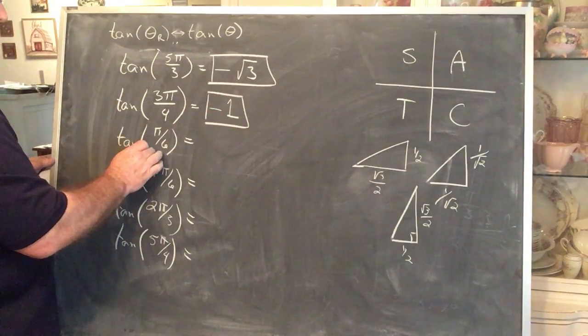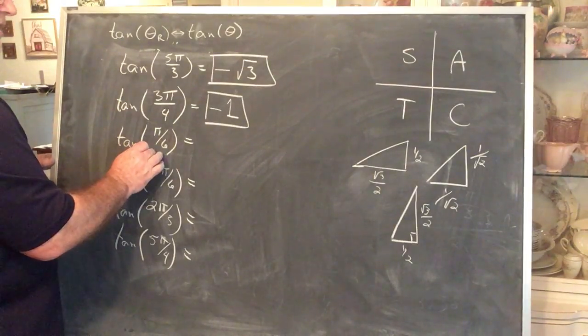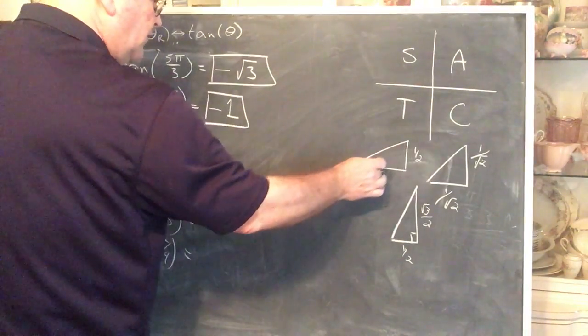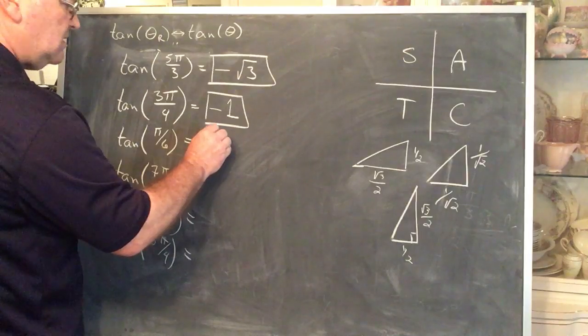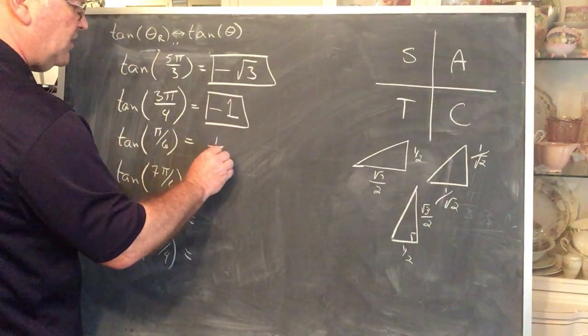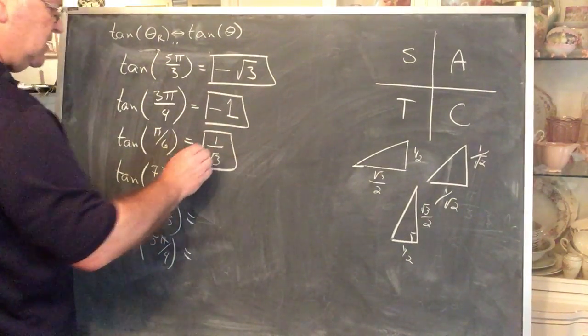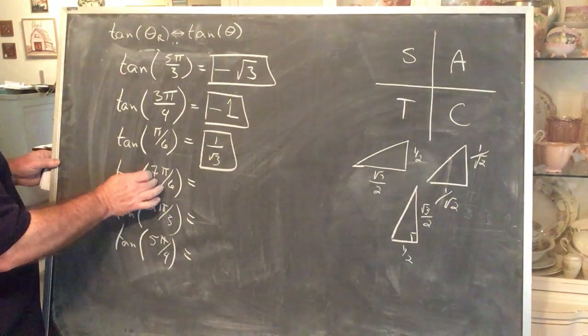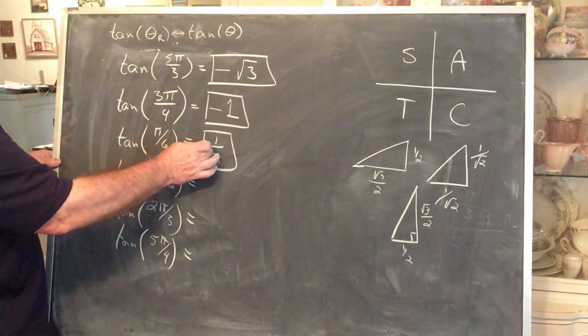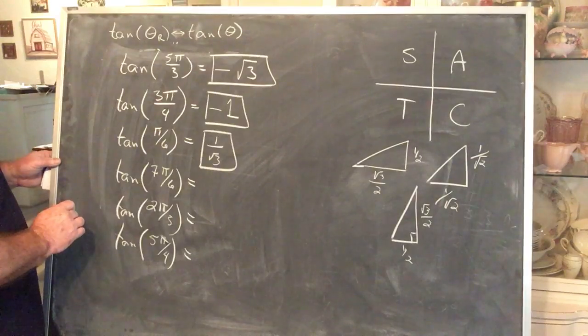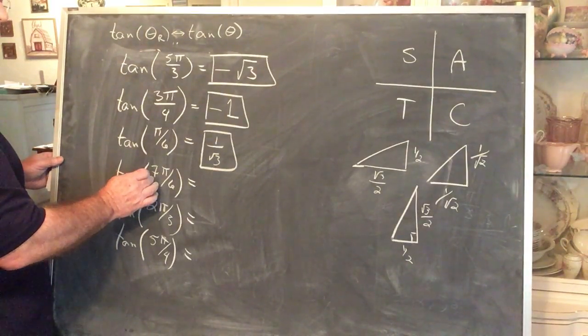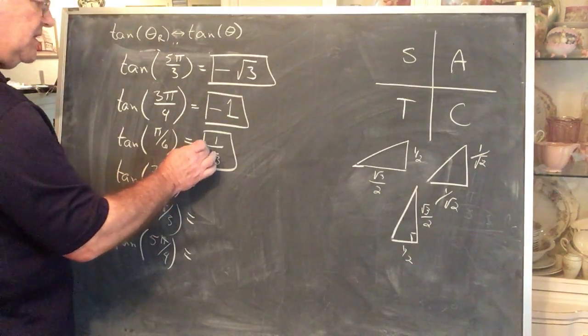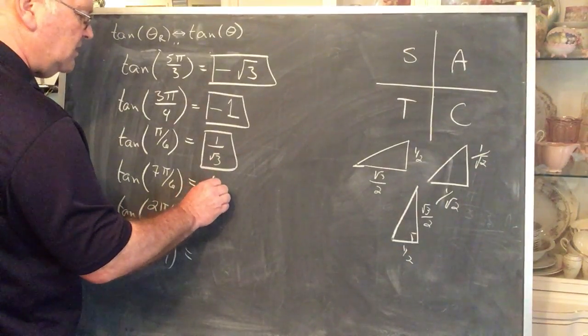Pi over 6, of course, we're in quadrant 1, so it's positive. Tangent pi over 6 is vertical over horizontal, so that's 1 over square root of 3. Positive because we're in quadrant 1. Well, look, the same reference angle family, so it's got to be the same value. The only question is what quadrant are we in? We know 7 pi over 6 is in quadrant 3, so it's the positive of that same value.